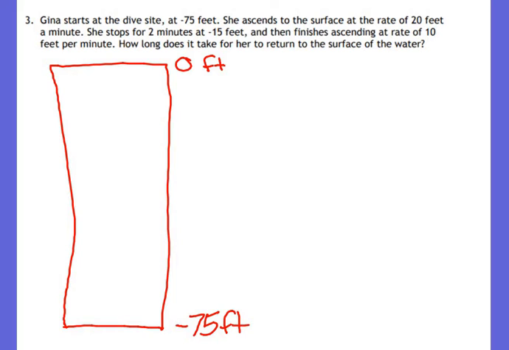Okay. So she dove down 75 feet below sea level. She ascends. What does that mean? She goes up, and where is her stopping point? She stops where? Negative 15. At negative 15 feet.